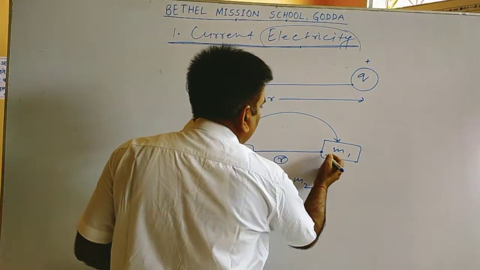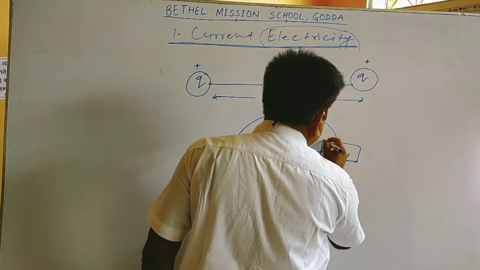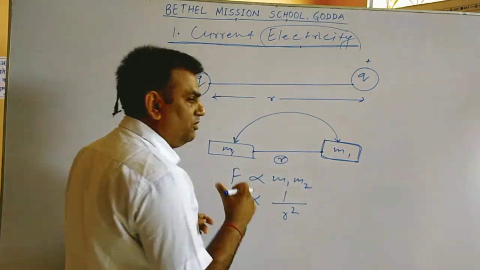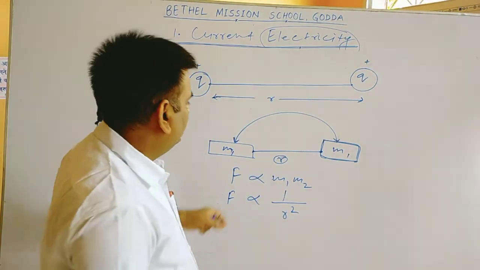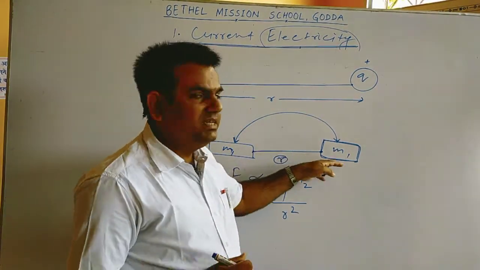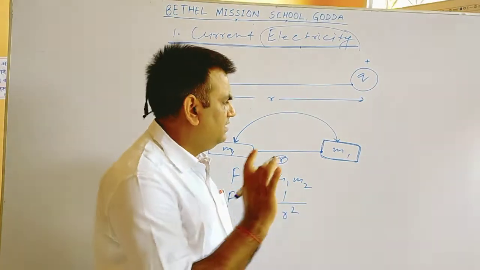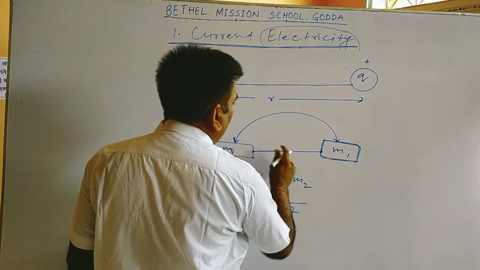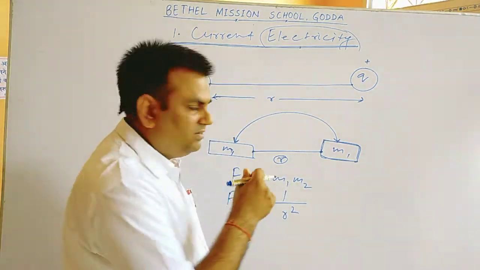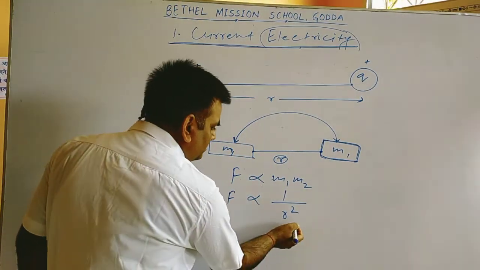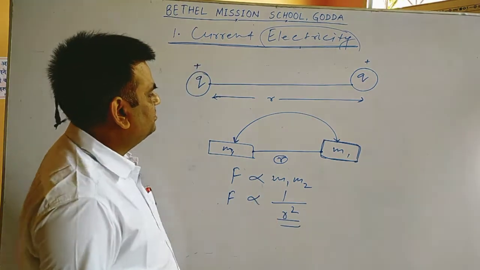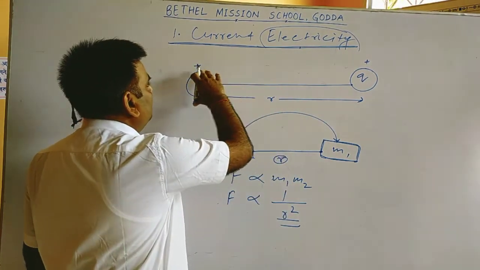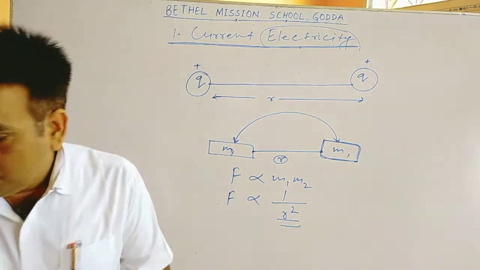So as we keep these objects apart from each other, or we can say as the distance between these two objects gradually increases, the force of attraction between the two objects will decrease. It is inversely proportional. So the same concept is applied in this law.